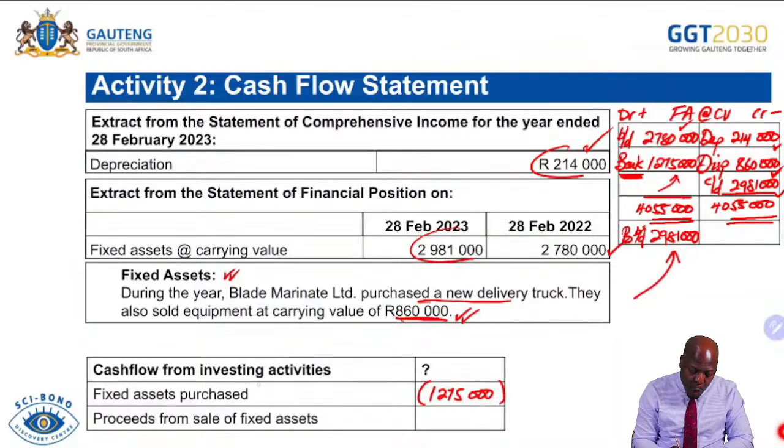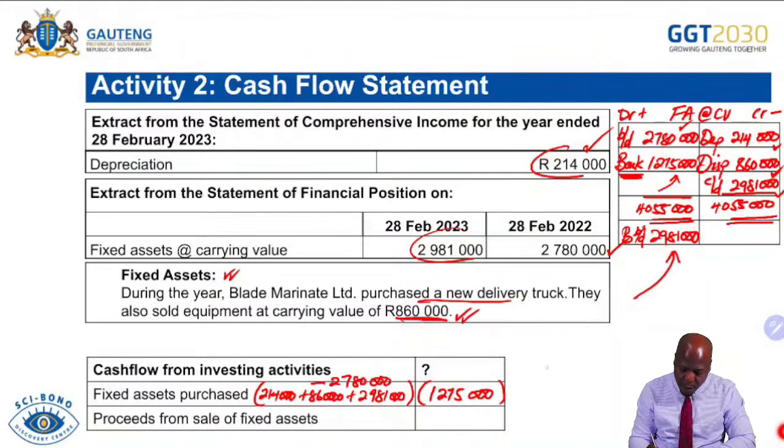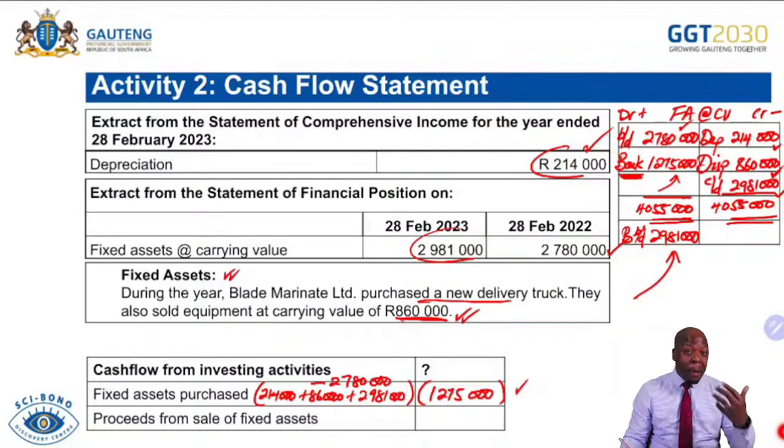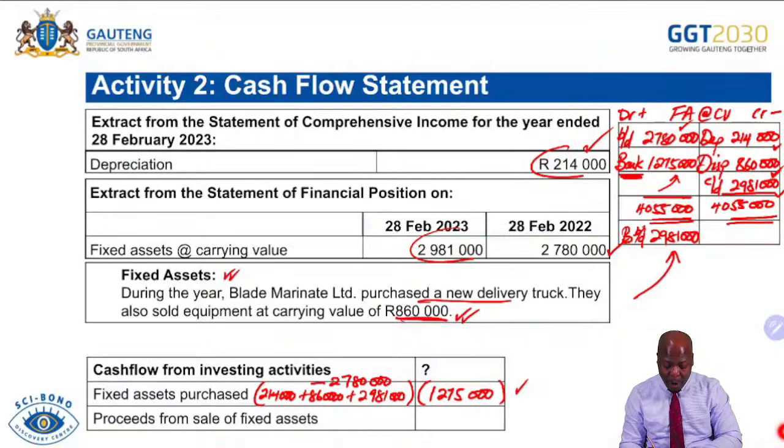Okay, so if you're able, you can also come here and open your brackets, and then you are now showing us the calculations where you have your 214,000 and then you say plus 860,000, and then you also say plus your 2,981,000, and then you lastly say minus the 2,780,000, and then eventually it gives you that 1,275,000. Okay, so we have the fixed assets purchased, and remember, once it's a purchase, it's cash outflow, 1,275,000.